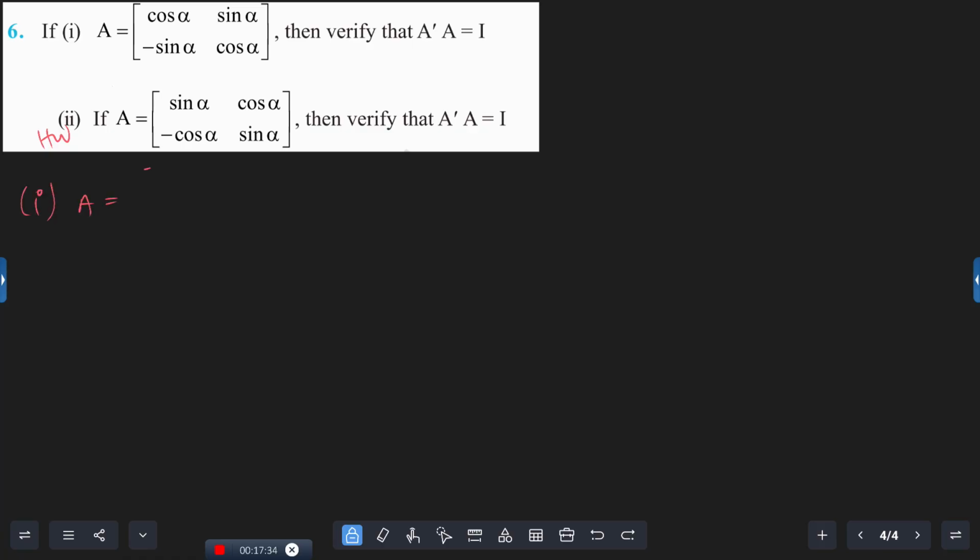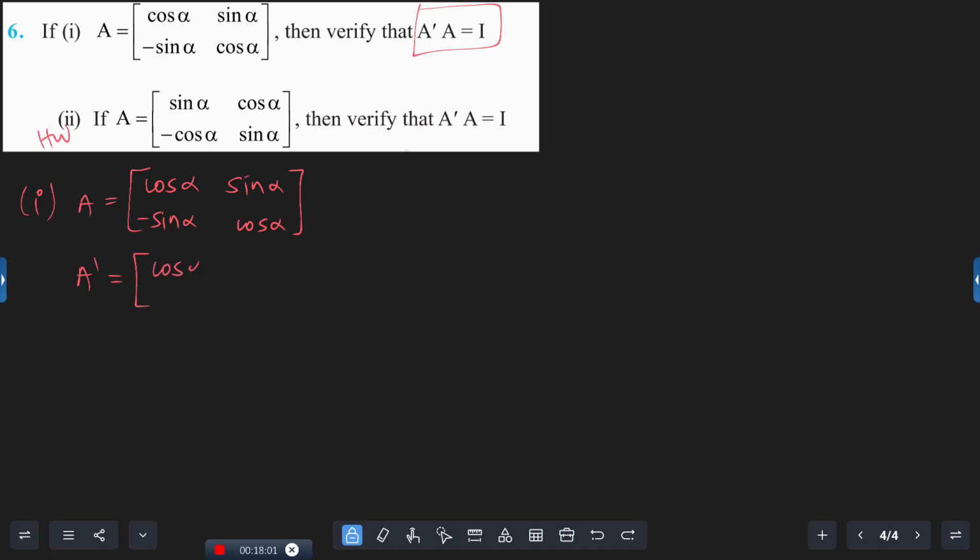A is equal to what is given? Cos alpha, minus sin alpha, and sin alpha, cos alpha. That's it. This is A. What did they ask us to verify? They asked to verify the left hand side and right hand side, whether they are equal or not. So first we have to find A dash. A dash is what? A transpose you have to find.